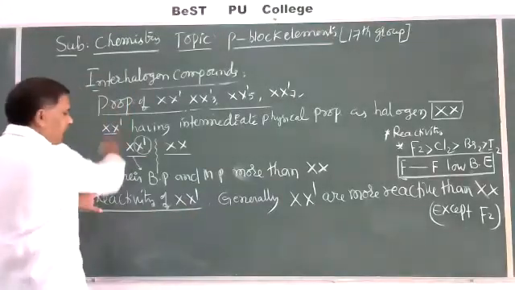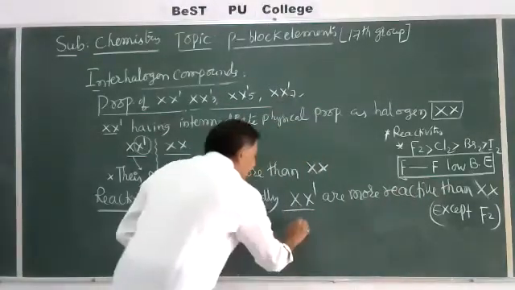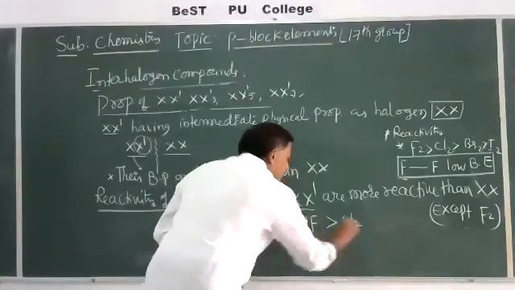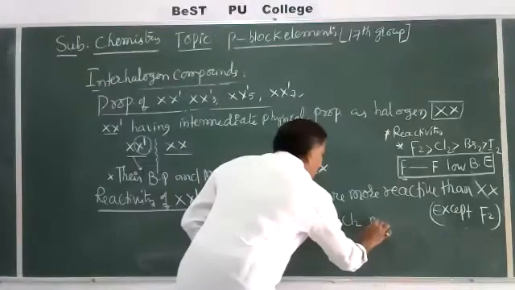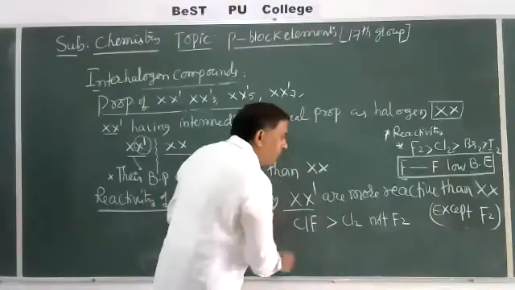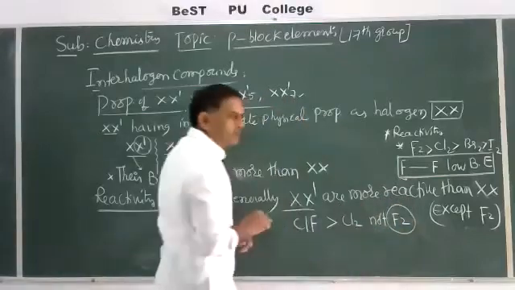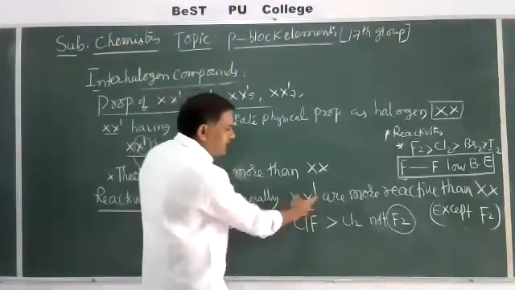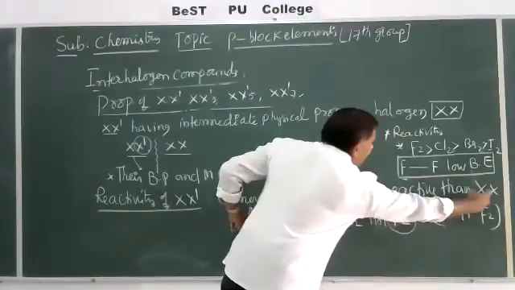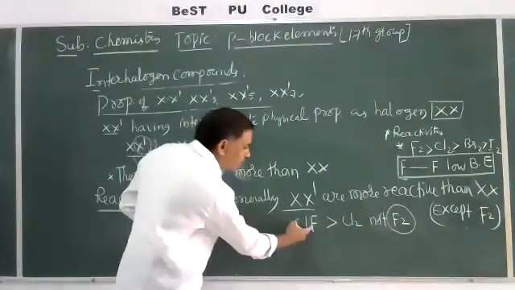Similarly, in interhalogens also, X X' are more reactive than X2, like ClF is more reactive than Cl2, not F2. If we compare all the interhalogens and halogens, which is more reactive? F2 is more reactive. Generally, X X' are more reactive than X2, where X2 means the remaining halogens, whose reactivity is less. That's why ClF is more reactive.